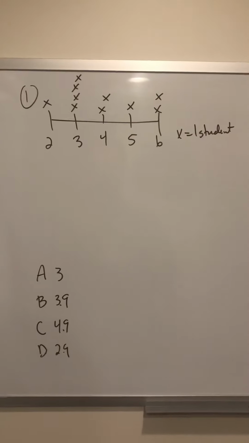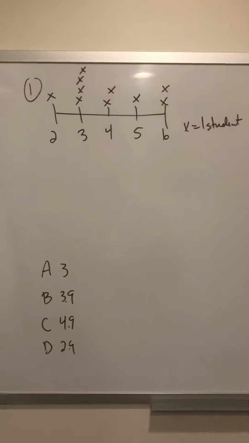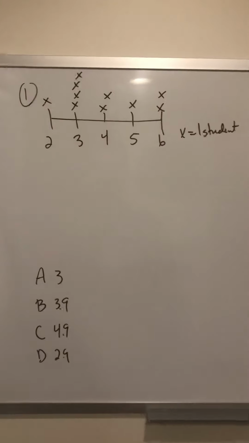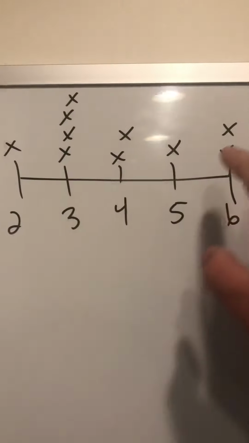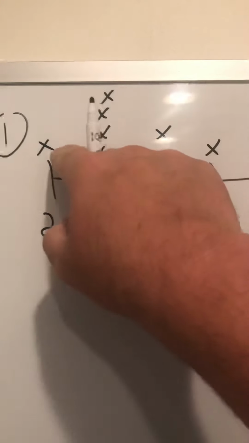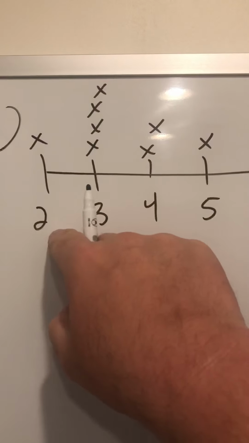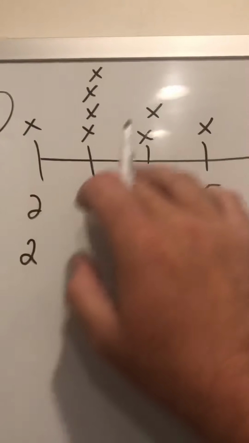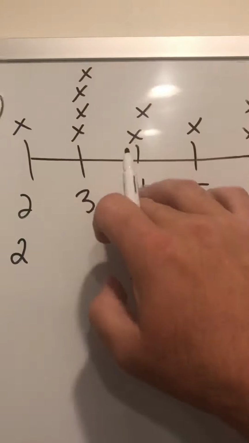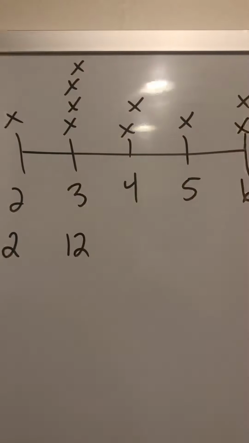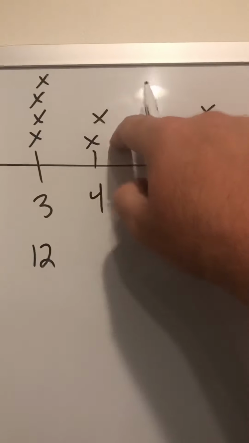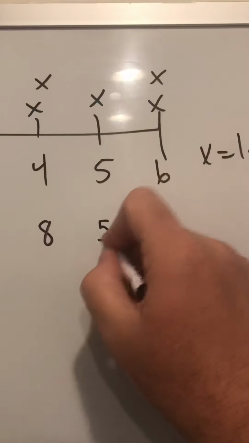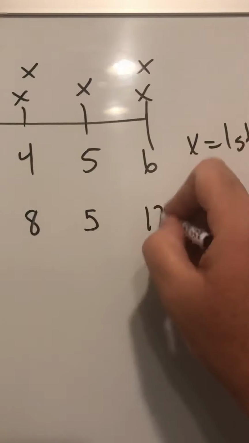So, take a look at number one. We have a number line, and we have to find the mean of these numbers. Each of these X's on the number line stands for one student. So one student did it for 2, so that's a total of 2 here. Now here, these are 4 students times 3, that's 12. 2 students times 4 is 8. 1 student times 5 is 5. 2 students times 6 is 12.